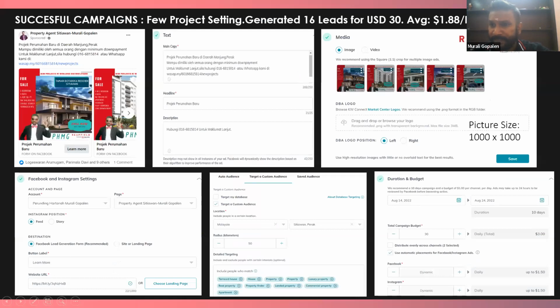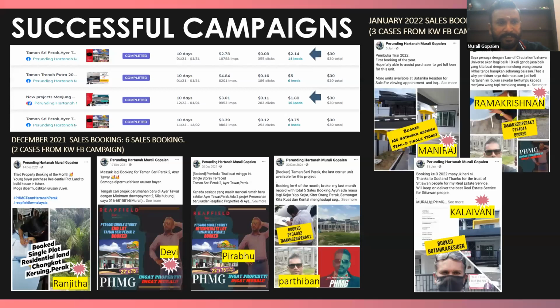So out of these 6 sales bookings, 2 of them came from the FP campaign, all right. And also in January, I got 3 sales bookings, and all 3 of these came from the Keller Williams Facebook campaign, you see. So of the campaigns I ran, two were successful.